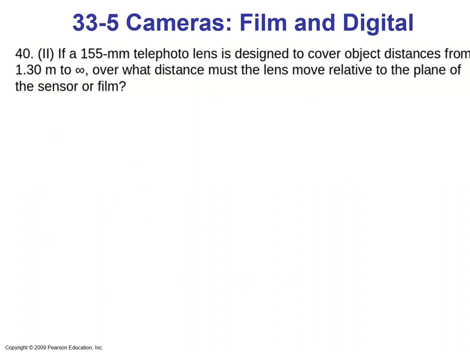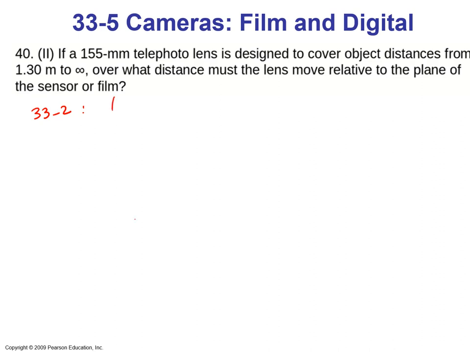Alright, as an example, let's look at problem number 40 in the book. If a 155mm telephoto lens is designed to cover object distances from 1.3 meter to infinity, over what distance must the lens move relative to the plane of the sensor or film? Basically, the question is asking about the maximum and minimum image distance from the lens, equation 33-2. Using the focal lengths and the maximum and minimum object distances, by subtracting these two distances, we can find the distance over which the lens must move relative to the plane of the sensor or film.